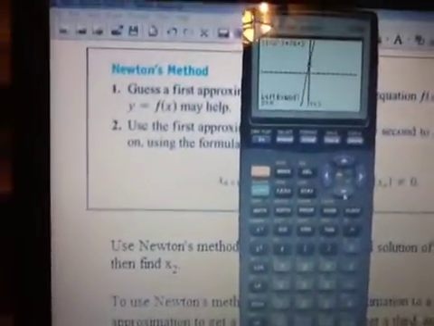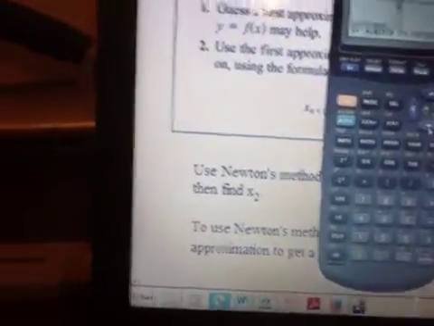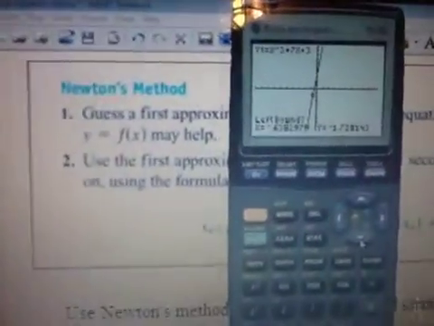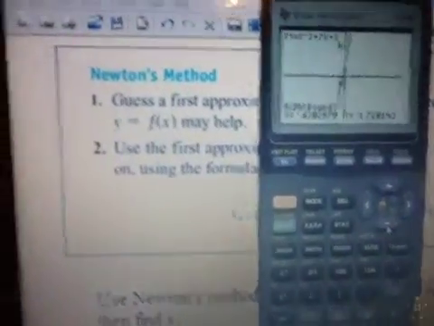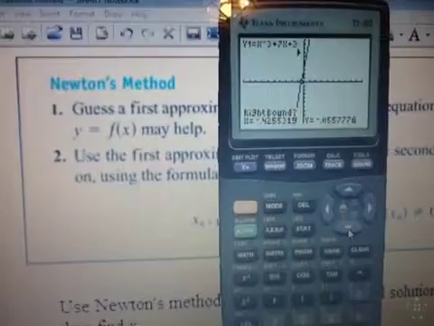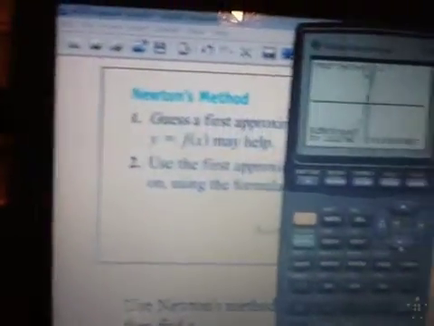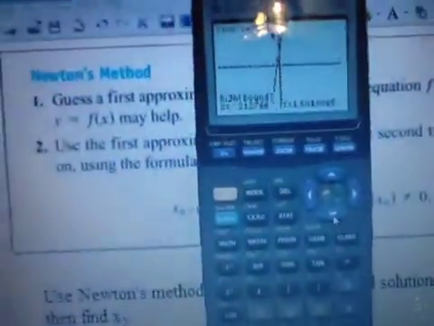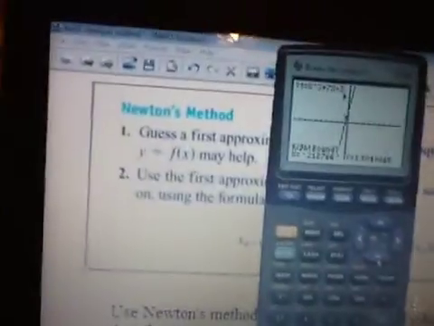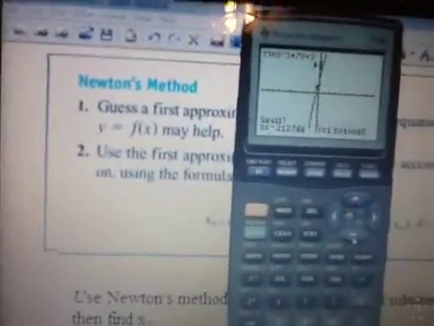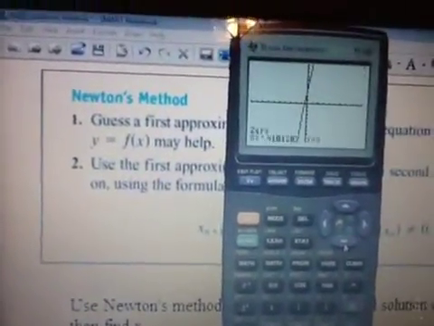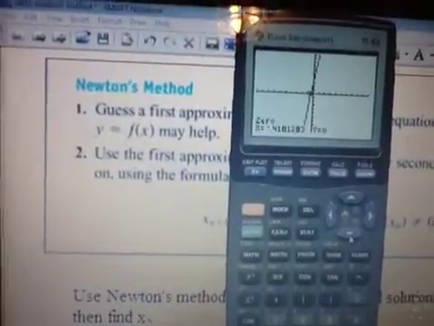And left bound, just scoot to the left of where it hits the x-axis. And then it asks you right bound, scoot to the right. I'm using the arrow keys on my keyboard down here. You see those arrow keys. But you can use the arrow keys on your calculator. Right bound, hit enter. Guess, hit enter. So you basically hit enter 3 times, negative 0.418.